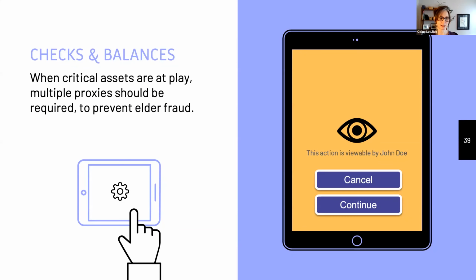And I think this is particularly relevant in the financial services area. So when you've got critical assets at play, if you're going to allow one proxy, it may be a better idea to require two, so that there's somebody keeping an eye on the person who's acting on behalf of the older adult. And you can imagine that this could prevent a myriad of very minor elder fraud instances that are happening.